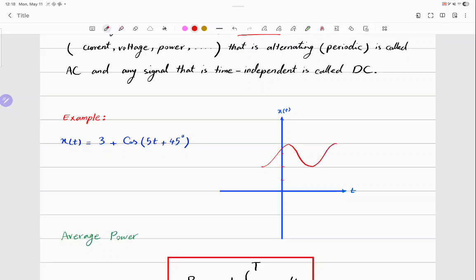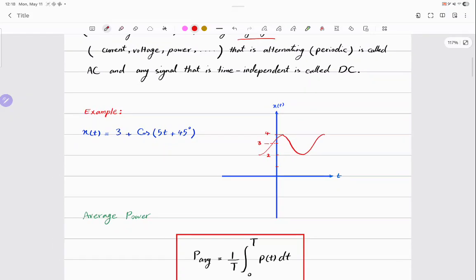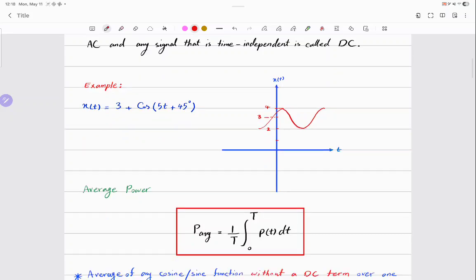Something like that, okay? So it's oscillating between 4 and 2, and the average of the signal is at 3. What is the amplitude of this cosine function? 1. Remember, amplitude is 1. Amplitude is always the number that is multiplied directly by cosine or sine.